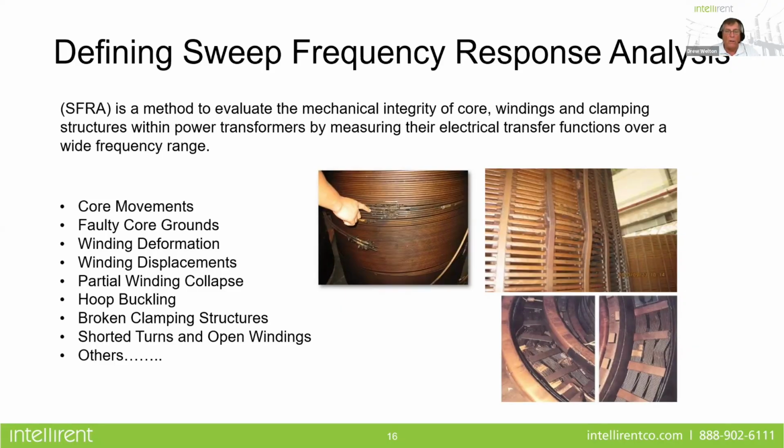This is a method that we use to evaluate the mechanical integrity of the core, the windings, the clamping structures within the power transformer itself, by measuring their electrical transfer functions over a wide frequency range. We're looking for things like core movement or faulty core grounds, winding deformation, winding displacements, partial winding collapse, buckling, broken clamping structures, shorted turns, and open windings, et cetera. But basically, the focus is on any mechanical, structural issues with the winding of the transformer itself.